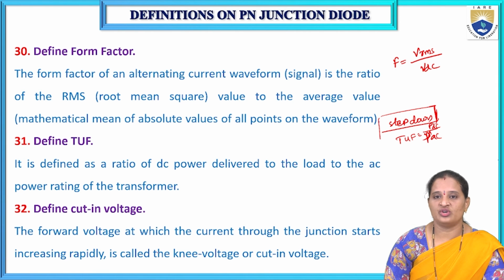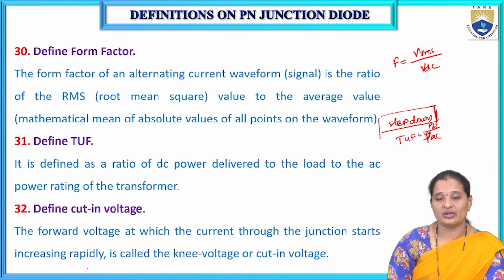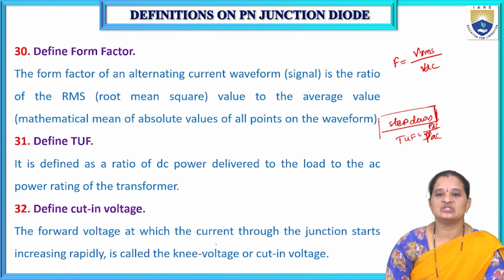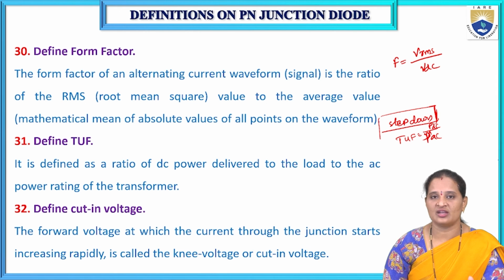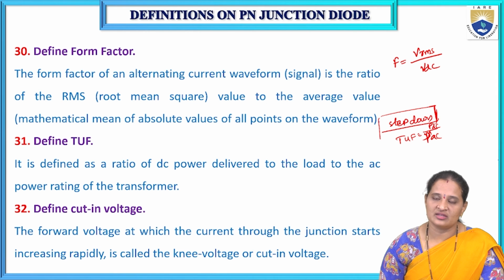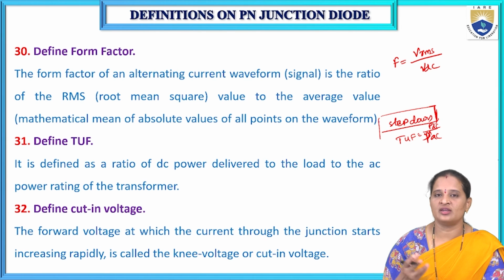Define cut-in voltage. What is a cut-in voltage? The forward voltage at which the current through the PN junction diode starts flowing or starts increasing rapidly is known as the knee voltage or the cut-in voltage. We can also define the cut-in voltage in another way: the minimum voltage required by the PN junction diode in order to conduct. Once the applied voltage exceeds the cut-in voltage, the diode starts conducting, which means more current can flow through the PN junction diode.